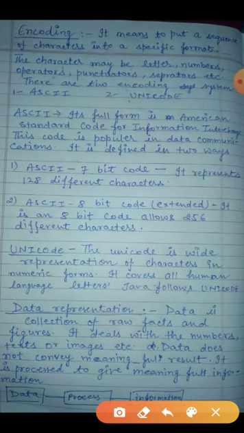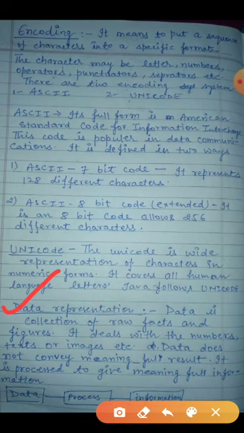Now the next encoding scheme is Unicode. This one is the most popular. Java uses only which one? Unicode, the universal code. Unicode is a wide representation of characters in numeric form. Please pay attention to this one. Unicode covers all human language letters, like Japanese alphabets, Hindi alphabets, and Chinese also. That's why it is called Unicode. It covers all human language letters. Java follows Unicode.